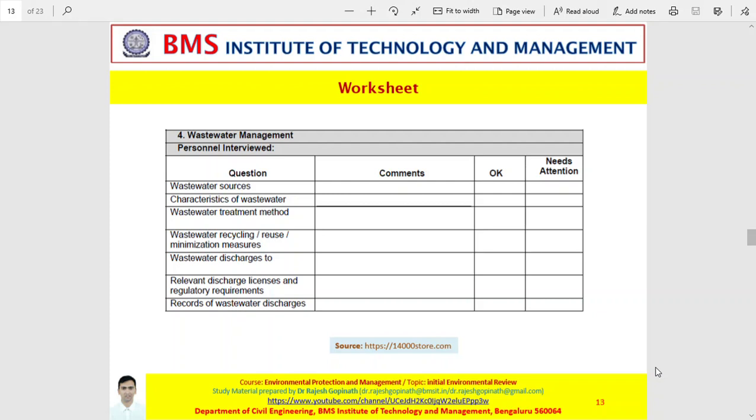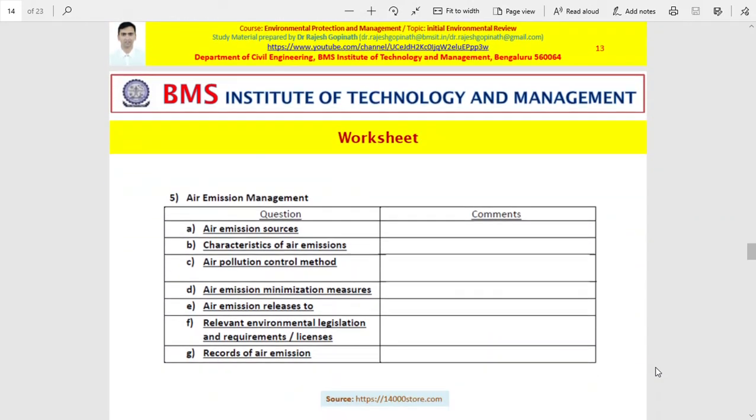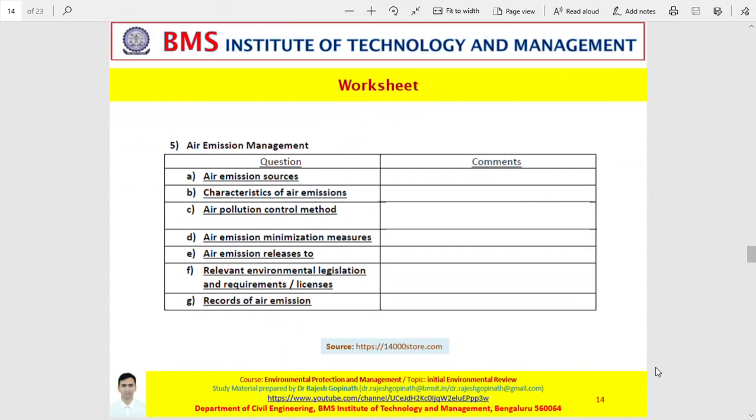Now let us move on to slide 14, that is part 5, air emission management. Here also you need to provide information with respect to the personnel who have been interviewed, and the details have to be provided. You need to identify based on the comments the green areas and gray areas, that is the one which has good to go status and the other which requires attention or intervention.